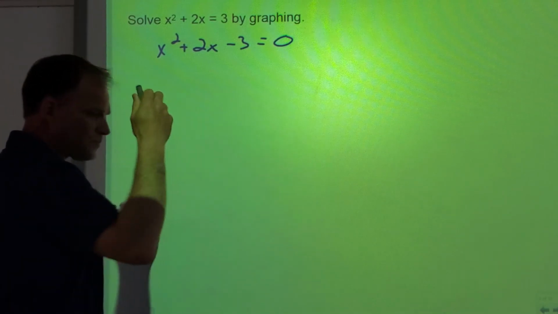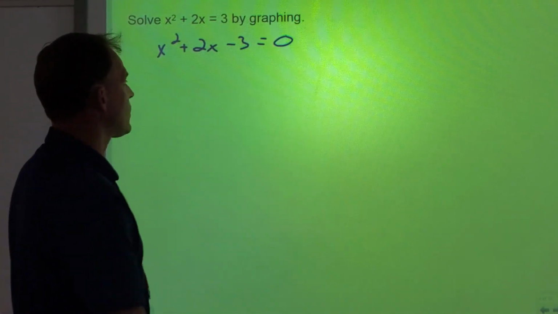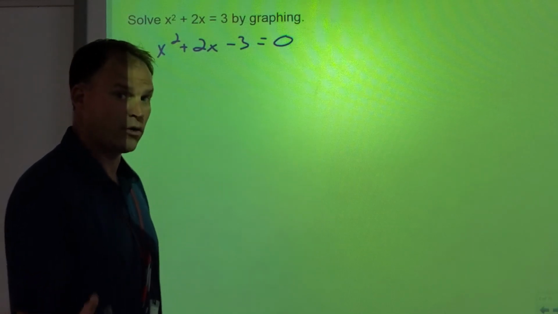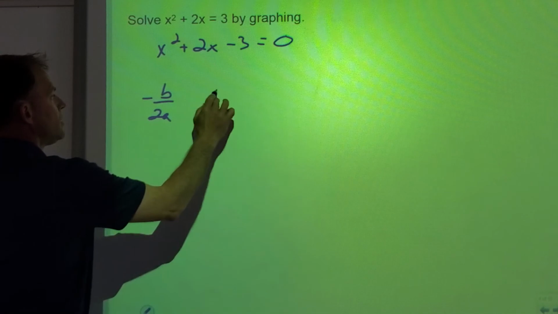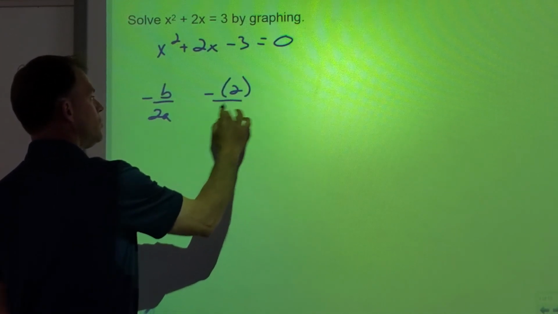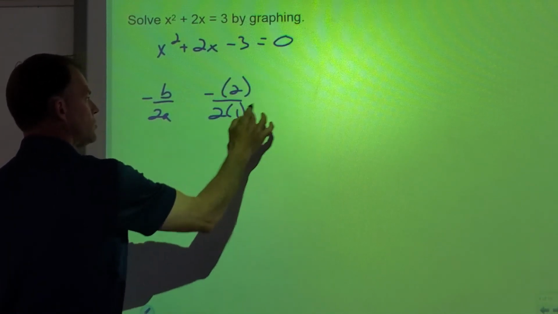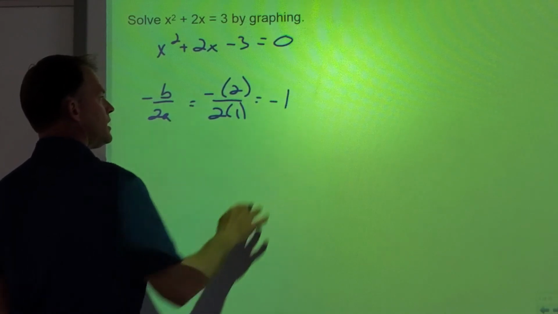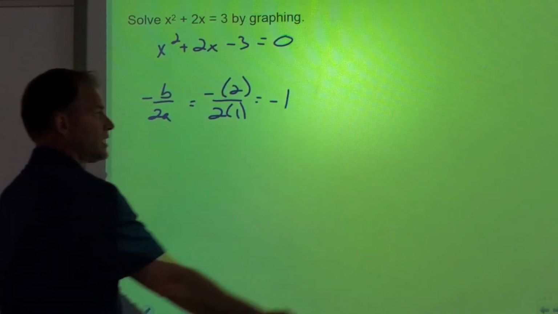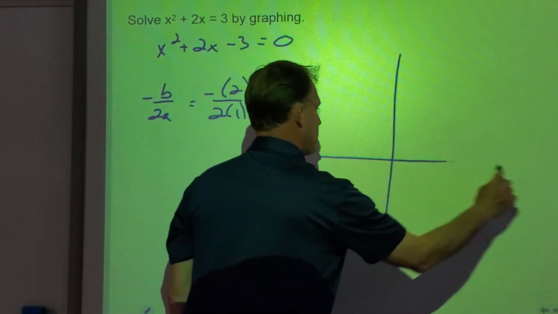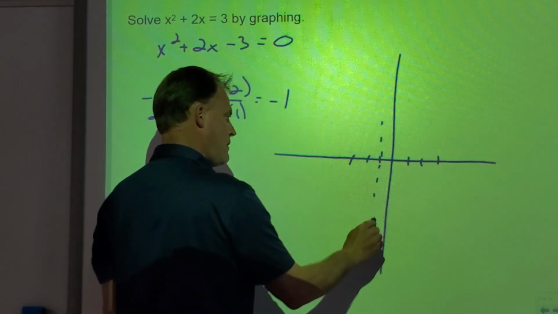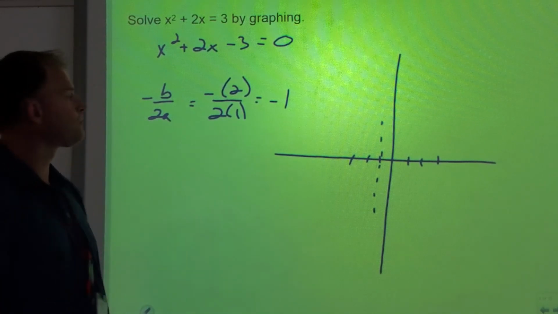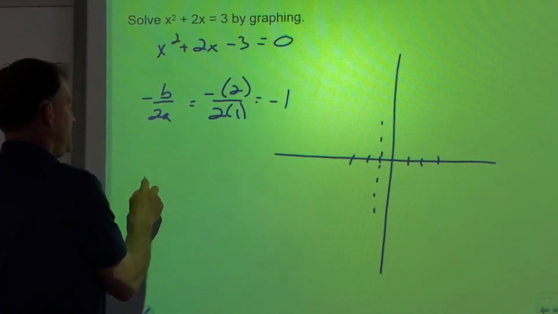Well, I can graph, and we talked about a lot of different ways that we can graph. We can graph by what we just talked about, negative b over 2a. So that would be negative 2 over 2 times 1. So that comes out to be negative 1. So if I'm sketching this graph, negative 1 is my axis of symmetry. I plug negative 1 back in.